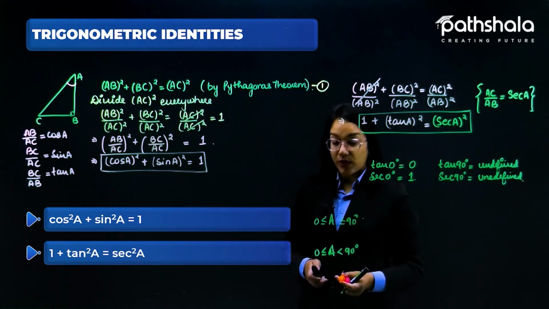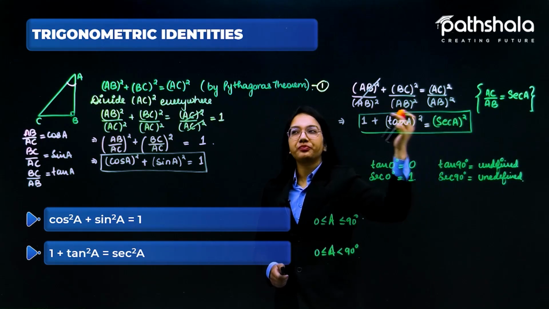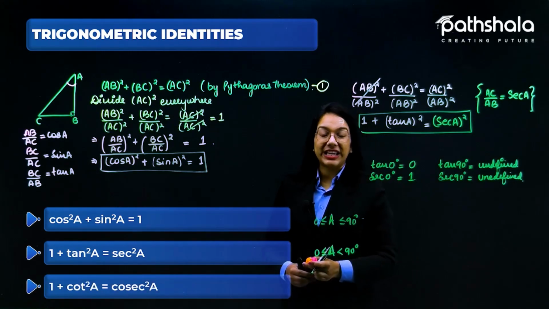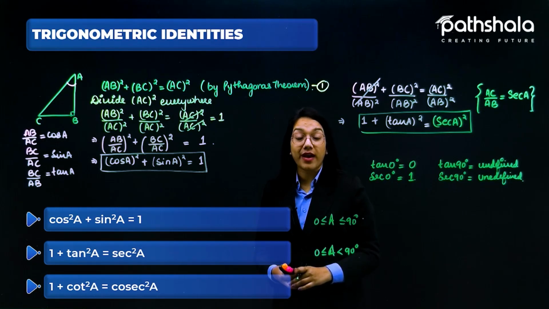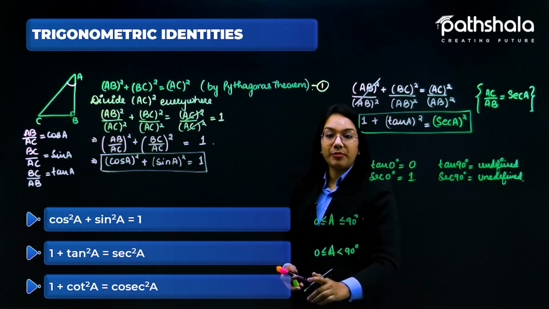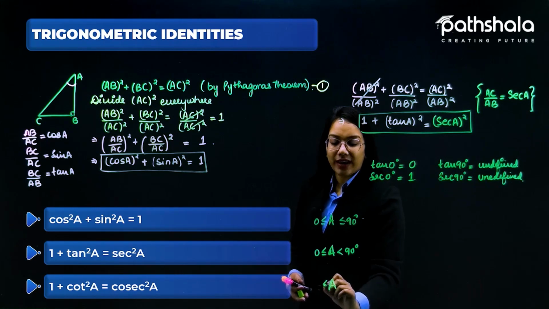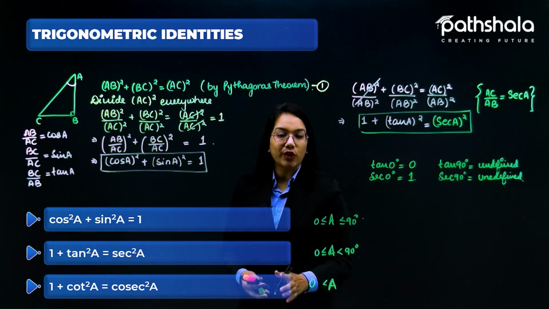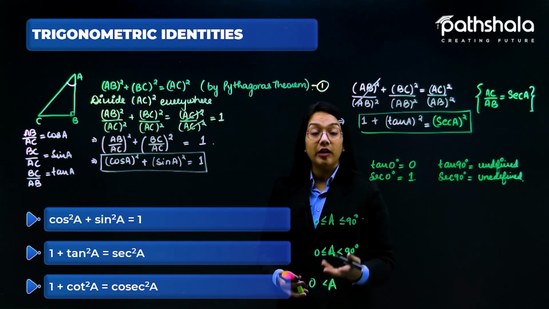Now let's talk about the third one. In the similar manner, if I divide the whole equation by BC whole square, I get 1 plus cot square A is equal to cosecant square A. Since 1 plus cot square A is equal to cosecant square A, we cannot put 0 degree in cot of A because it would be undefined, and we cannot put 0 degree in cosecant of A because it would be undefined as well.